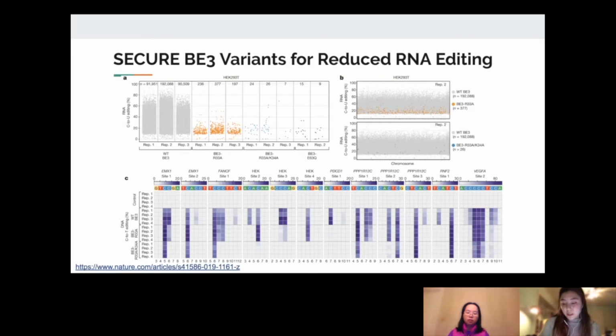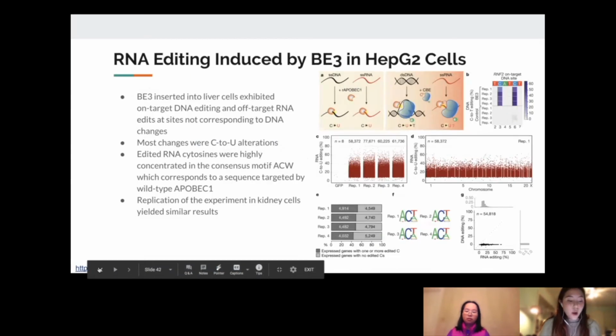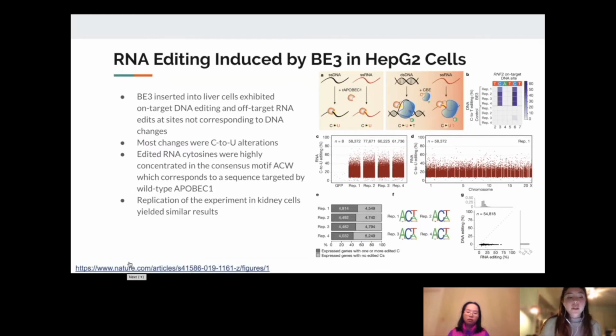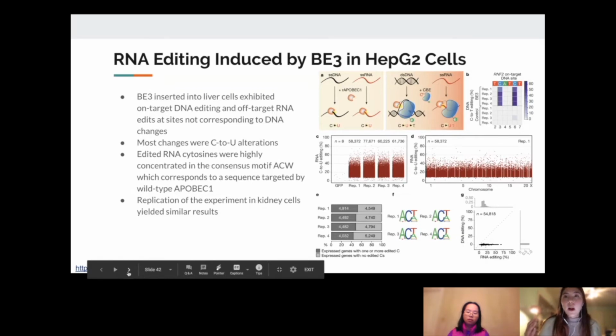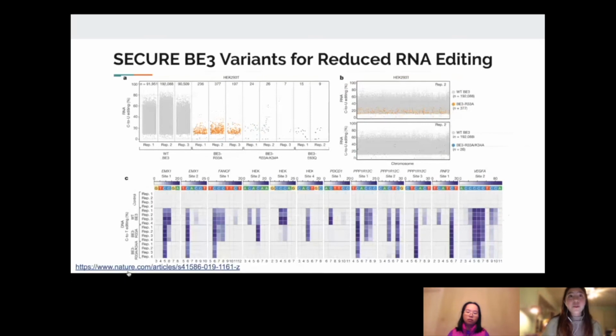So during the next part of this study, they tried to find BE3 variants that had reduced RNA editing. In order to do this, they screened different types of BE3 editors that had various mutations in the APOBEC1. The reason that they used mutations in the APOBEC1 is that we have deduced from this earlier slide that APOBEC1 is largely responsible for these off-target RNA mutations. So through having different forms of this, they hoped to preserve its function as a deaminase, but also improve its specificity to reduce the RNA off-target effects.